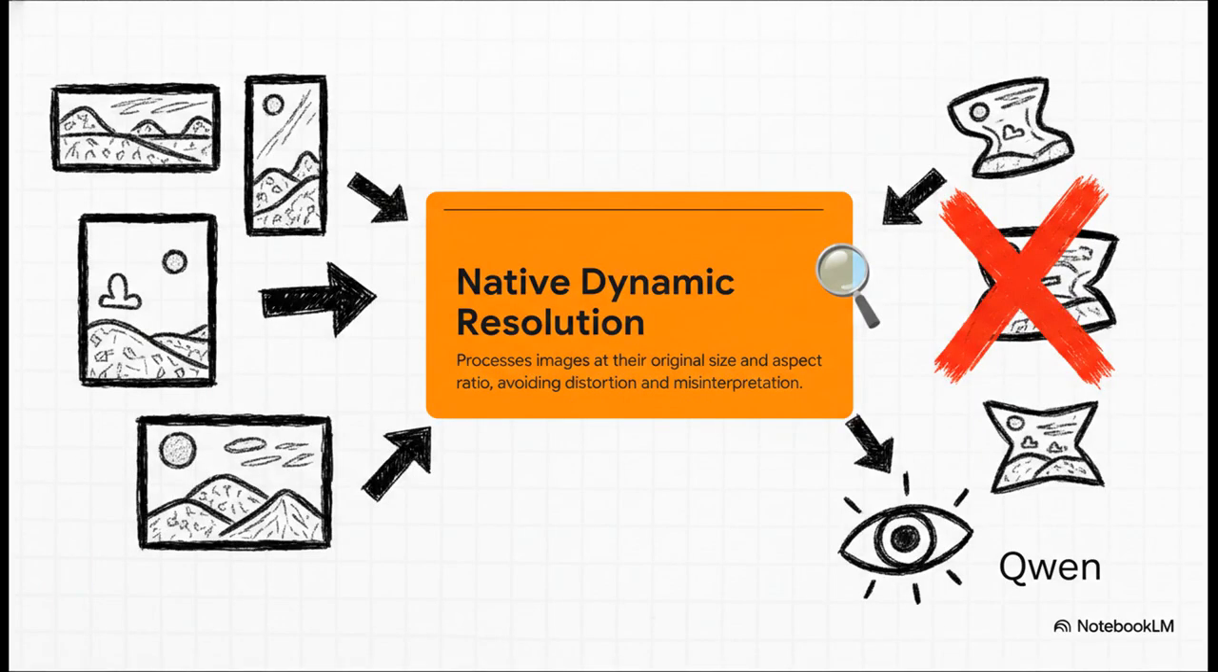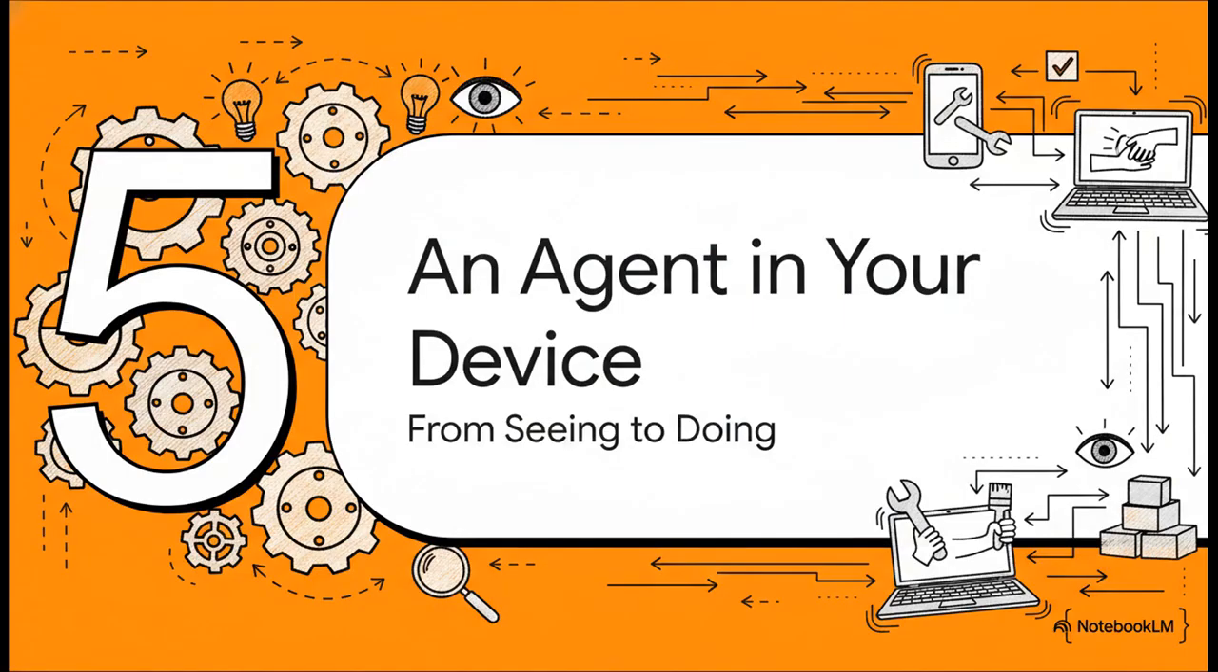The second innovation is called native dynamic resolution, and honestly, this is a total game changer. A lot of AIs have to first squish or stretch images into a perfect square before they can analyze them, and of course, that distorts everything and can cause all sorts of errors. Qwen doesn't do that. It looks at images in their original, native size and shape, which is absolutely critical for seeing things correctly. So, we've got this super perceptive, super efficient AI.